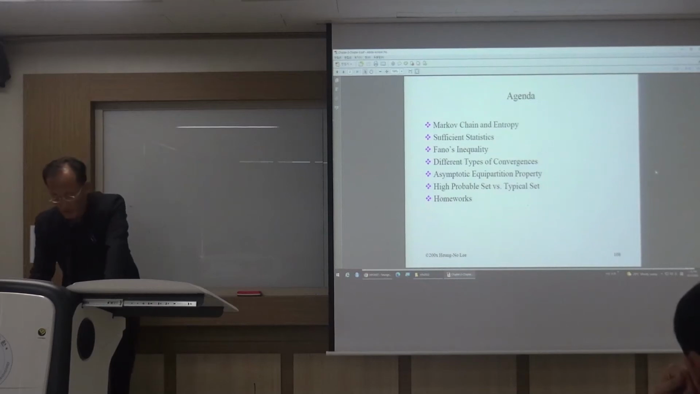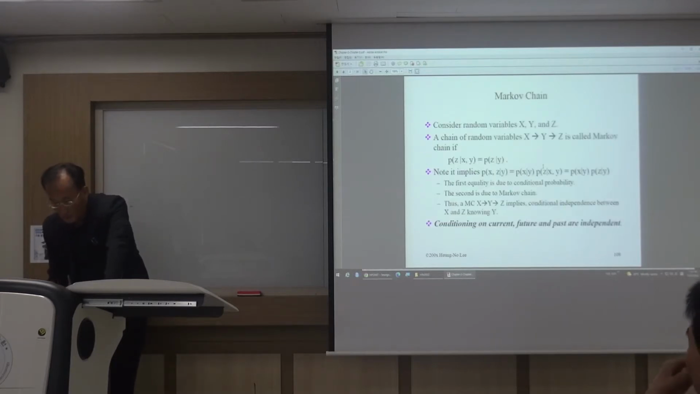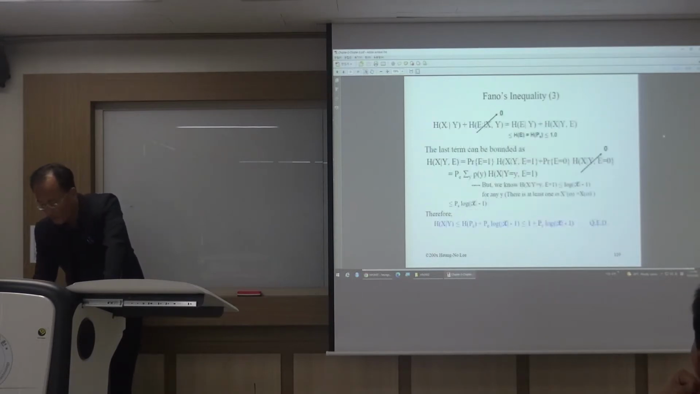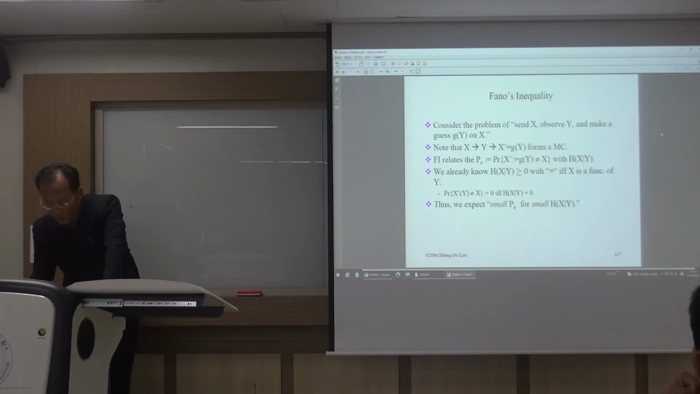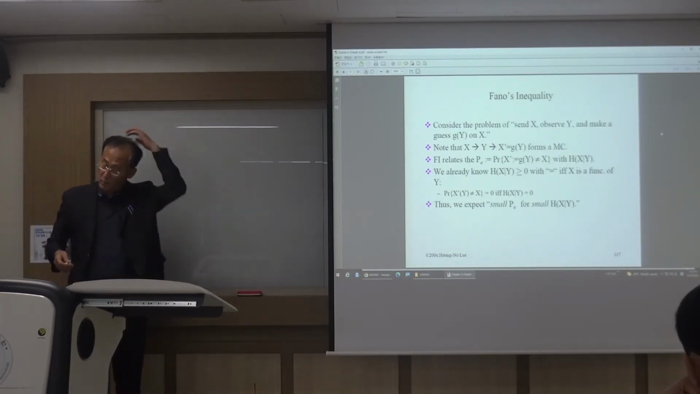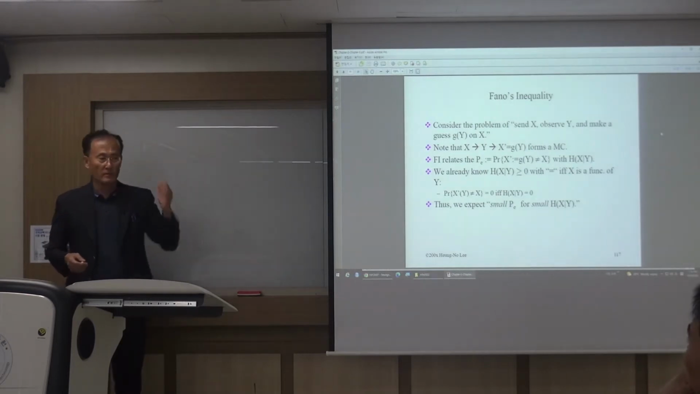Physics, we have done that. And Fano's inequality, convergence of random variables, and the asymptotic equipartition property. Okay. So after that, things will become easy. Right? So, where is it? Fano's inequality. So Fano's inequality is very important for information theory.